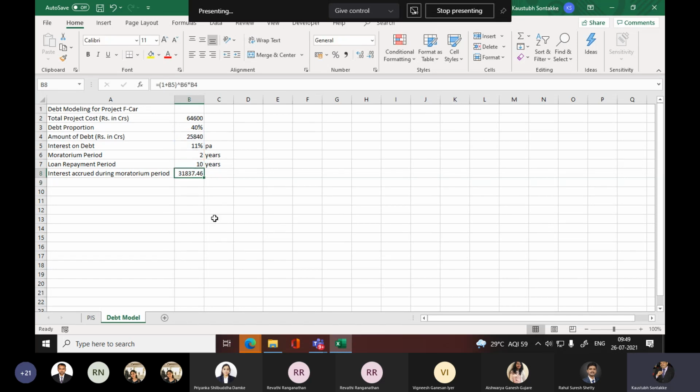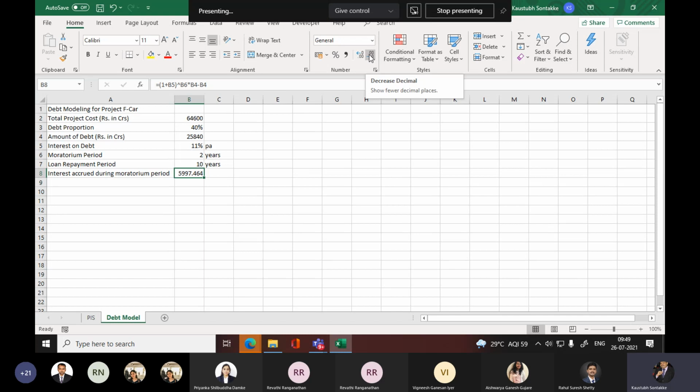Now my problem is that when I say enter, it is giving me not interest but the total amount. I want to just know the interest. So I will again go back to this formula and I will press minus. Again I give amount of loan and enter.